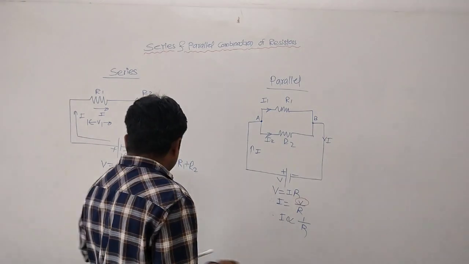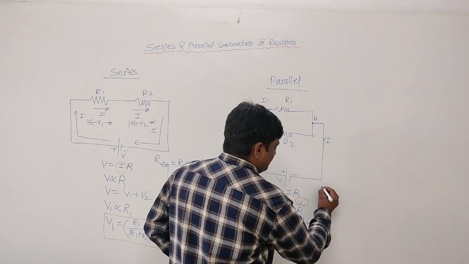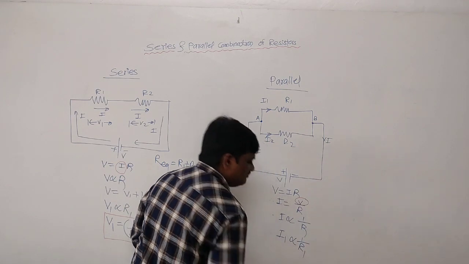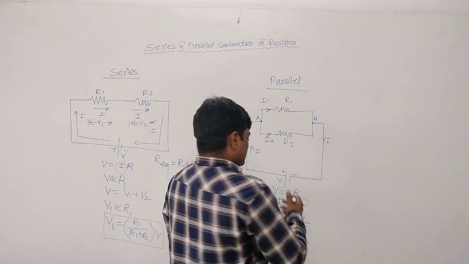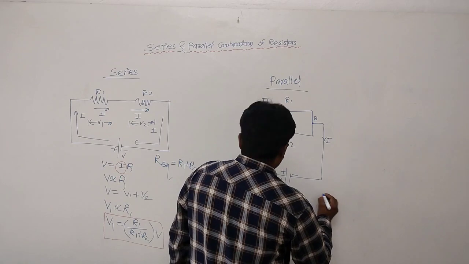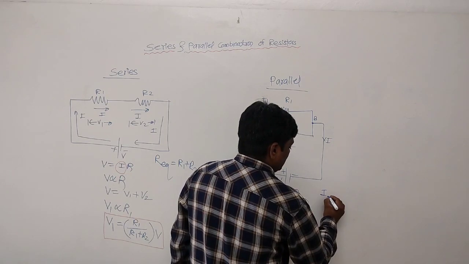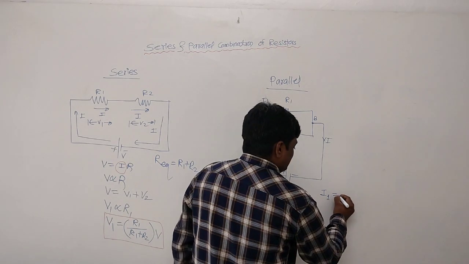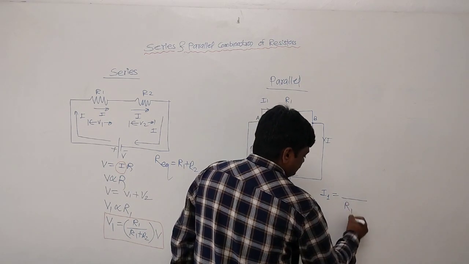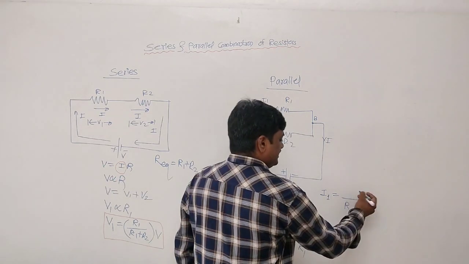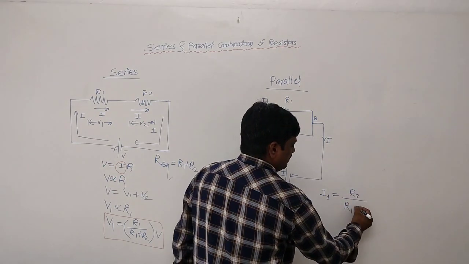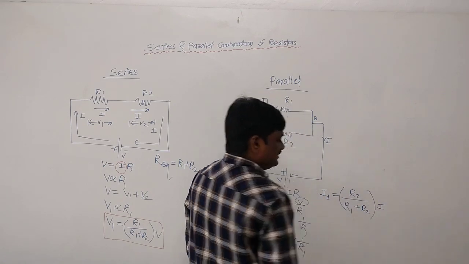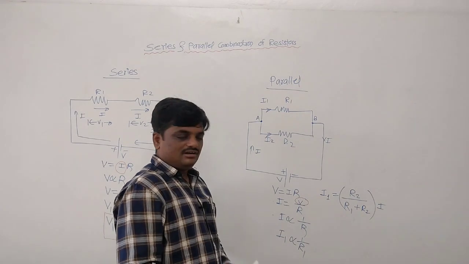Hence, what it indicates here is that the current I1 flowing through R1 will be inversely proportional to the value of R1. And if you want the exact value, I1, the current flowing through R1, will be inversely proportional to R1, right? And it will be directly proportional to R2. So it is R2 divided by total resistance R1 plus R2, multiplied by total current I. So this is the value of current.